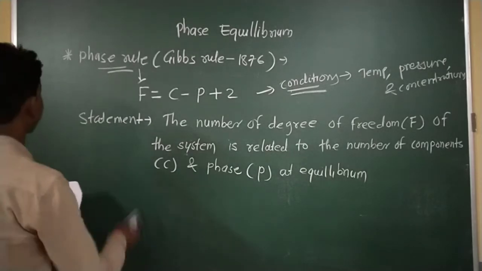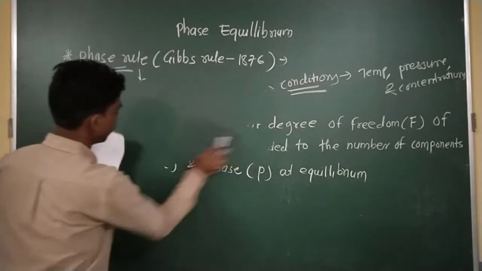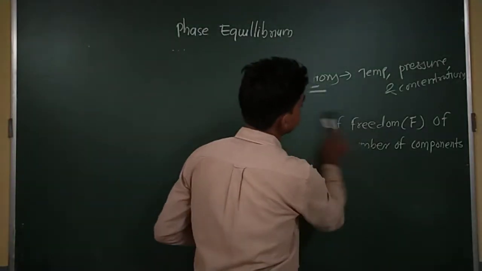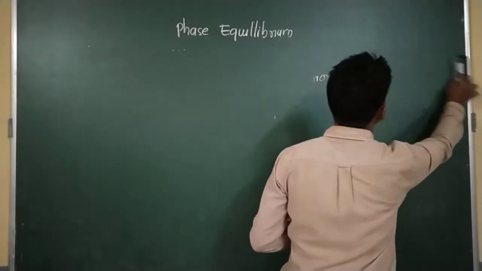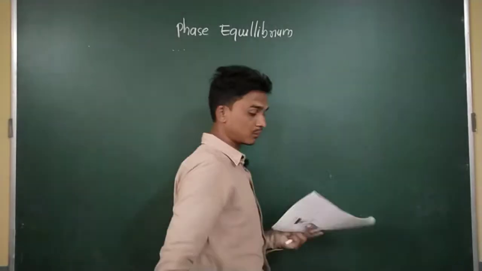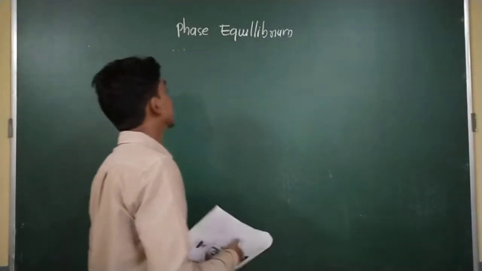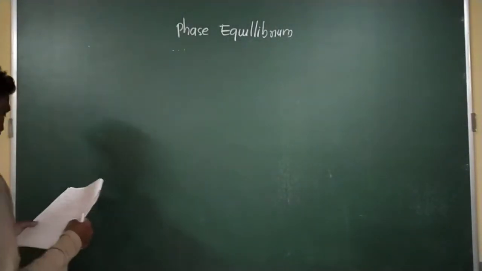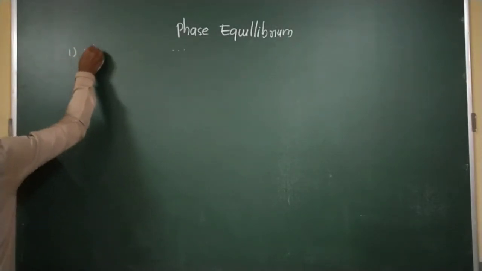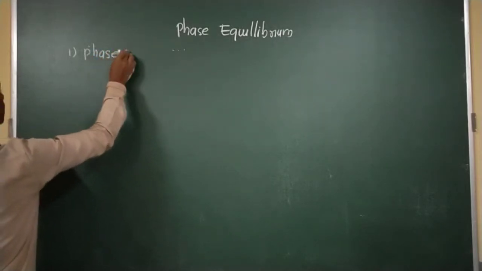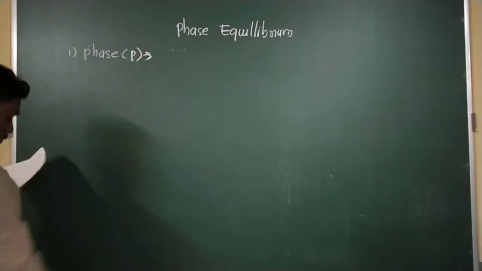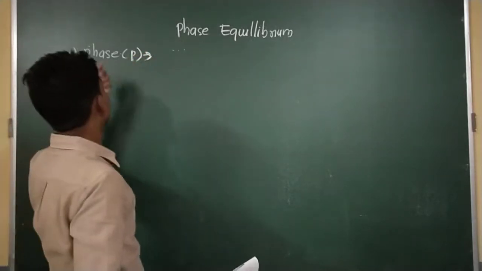What is meant by degree of freedom, what is meant by components, and how to calculate the number of components, that is, how many chemical components are present in a specific reaction or given equilibrium system. Okay, first we will discuss the phase. The definition is very important for the exam point of view, so you should remember these things.